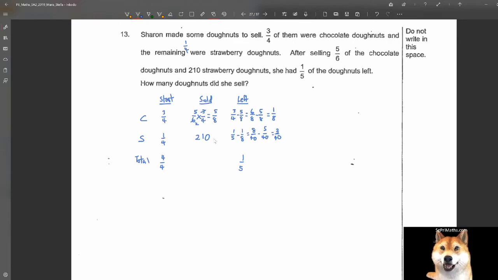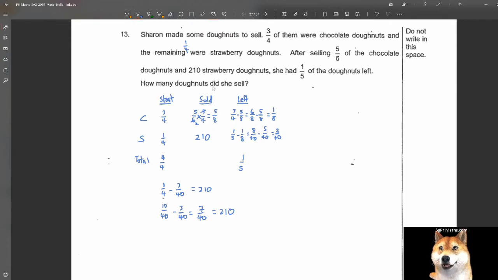So in the question, the only number they gave was the strawberry, 210. So for 1/4 to 3/40, the change is 210. That means 1/4 minus 3/40 gives you 210. So change both to the same denominator: 10/40 minus 3/40 equals 7/40, which equals 210.